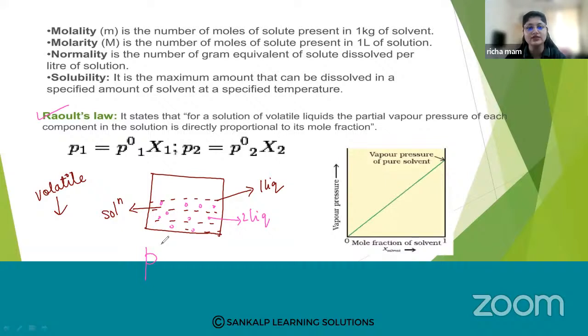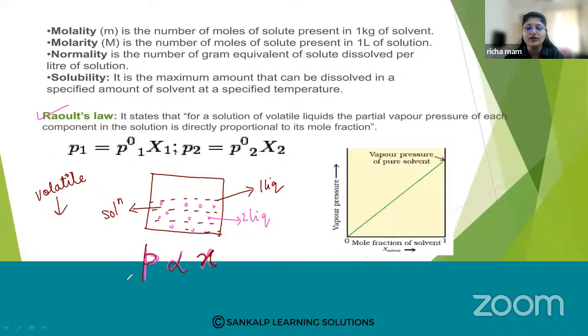We have discussed these things previously, so I will not repeat them. The pressure exerted by the vapor on the surface of the solution is directly proportional to its mole fraction, and the mole fraction is denoted by psi. We had related this to Henry's law, but Henry's law is different and this is different.